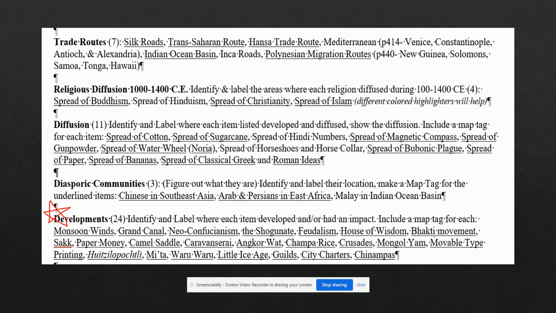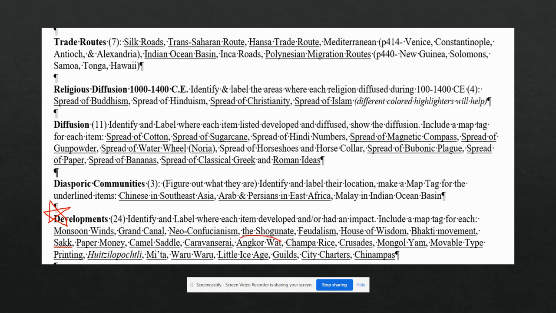Bhakti movement, I think you've been exposed to that to some extent. Yes, you have. Okay, the sock, that's a good one to know. Where did sock start? Paper money, that started in one place. Camel saddle, that started in one place but became more influential in another place. Caravanserai, that one's a good one.